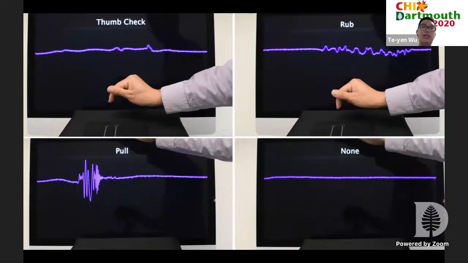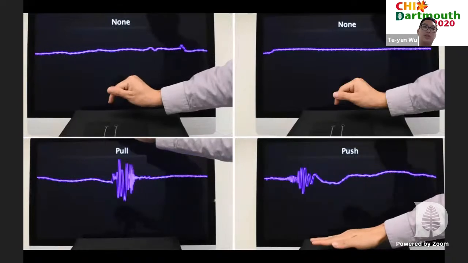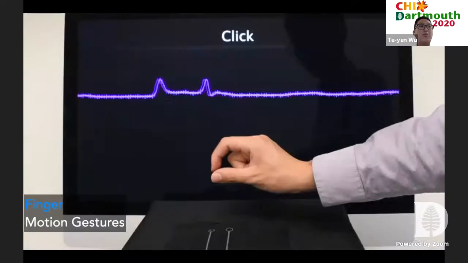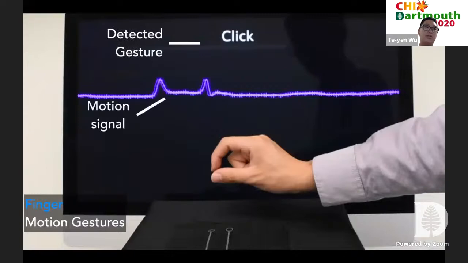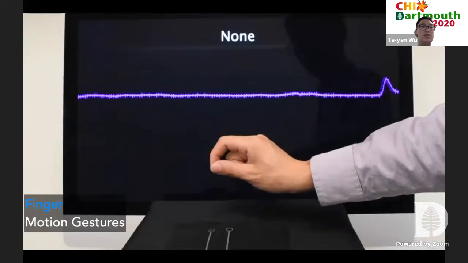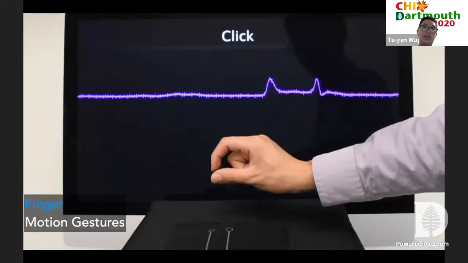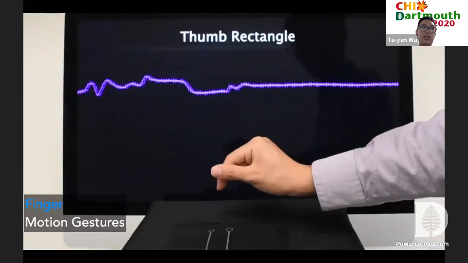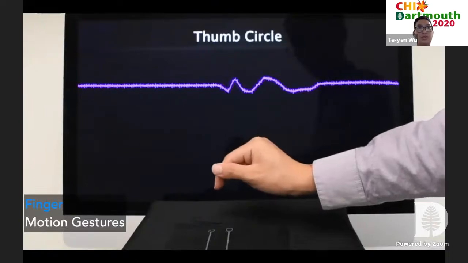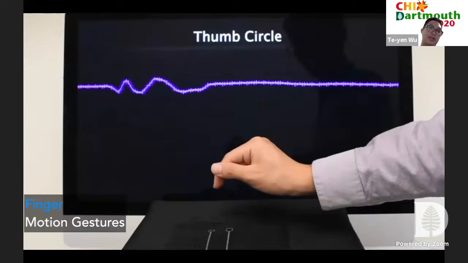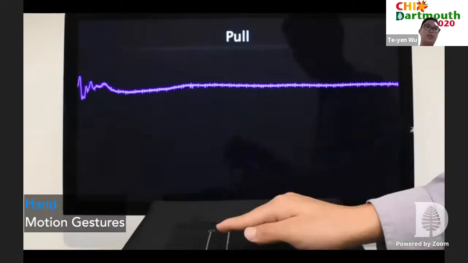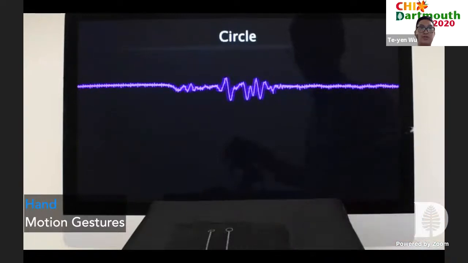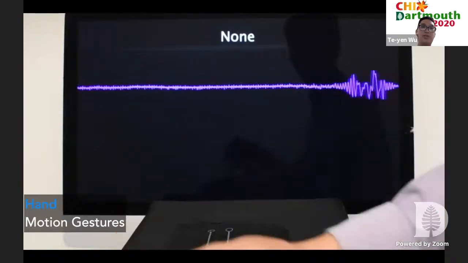In total, FabricShield can recognize 10 different touchless gestures plus 1 touch gesture. Next, I will show you 5 more gestures to build on the 4 I already showed you. The detected gesture name will be shown on the top, and then the raw motion signal will be shown on the bottom. So you can see the finger motion gestures, such as the finger click, the square, and the circle, can be detected in real time. And hand motion gestures, such as the circle gesture and the swipe gesture, can also be recognized.